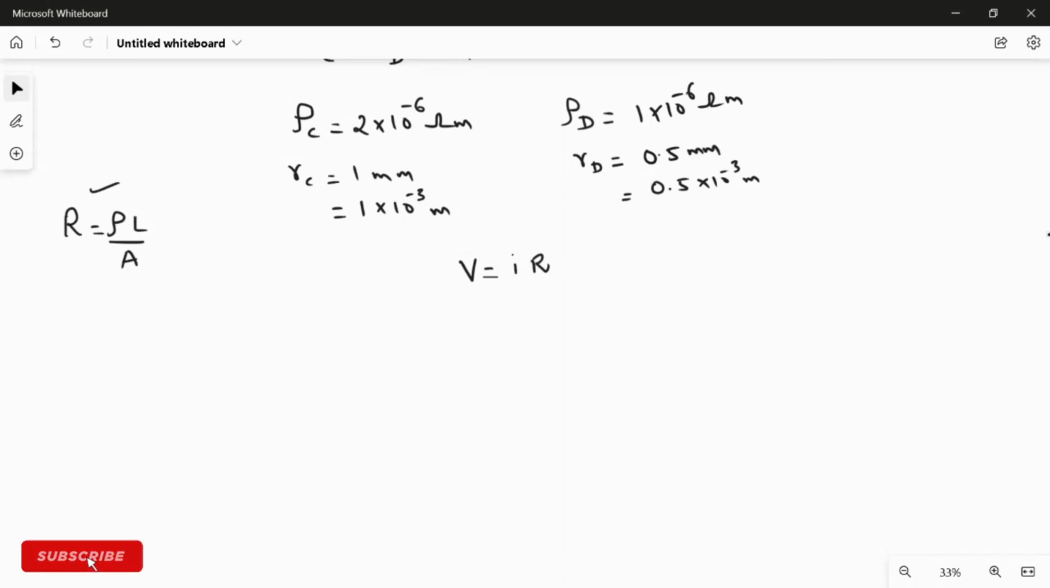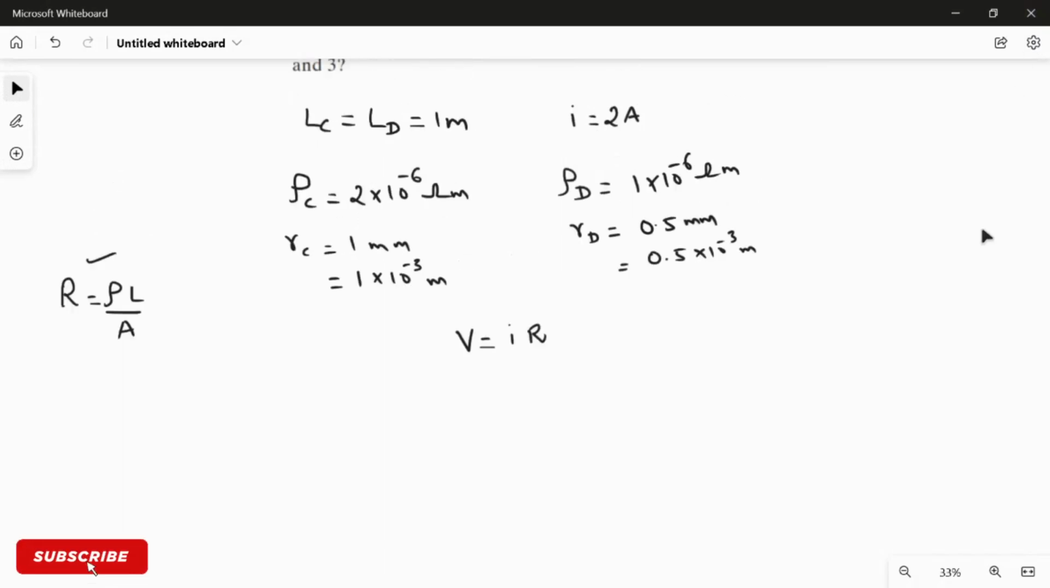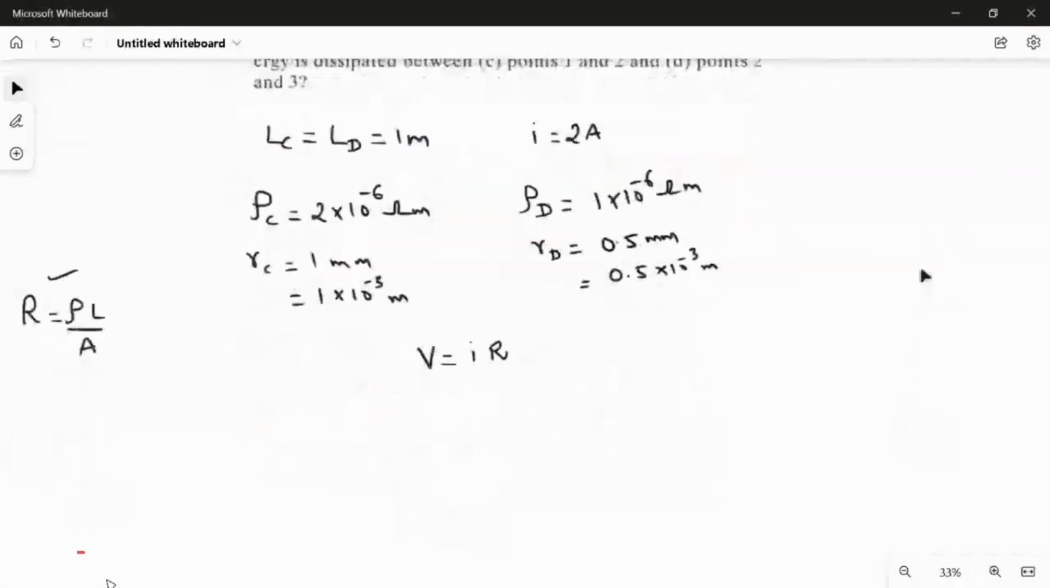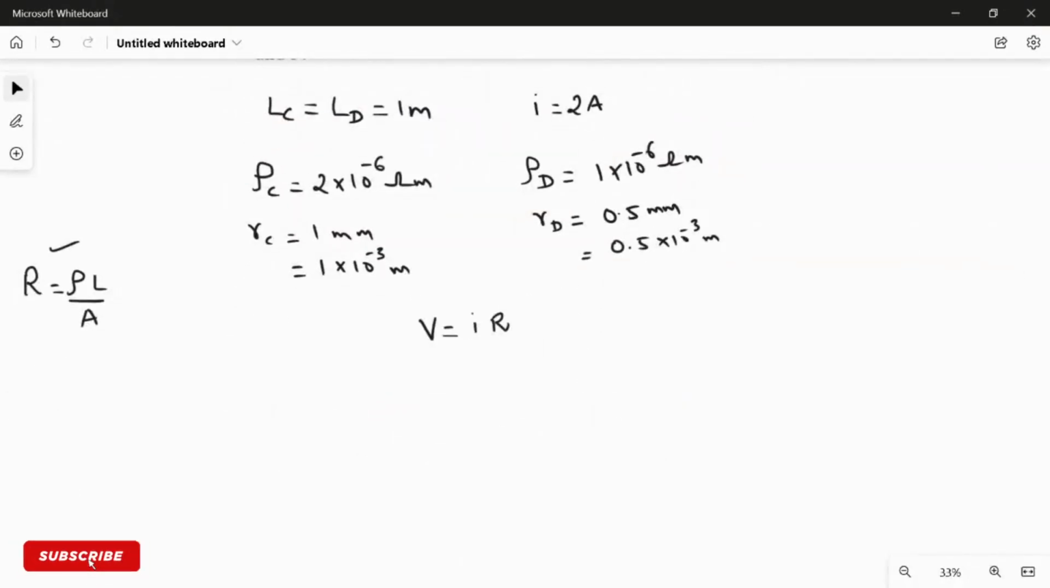Before that, I'm going to calculate the cross-sectional area for wire C as well as the cross-sectional area for wire D. How can we find it? If you go back to the figure, you can see the cross-sectional area of the wire looks like the area of a circle, right? We know the area of a circle formula as pi r square. So I'm going to use that formula for finding the cross-sectional area of wire C.